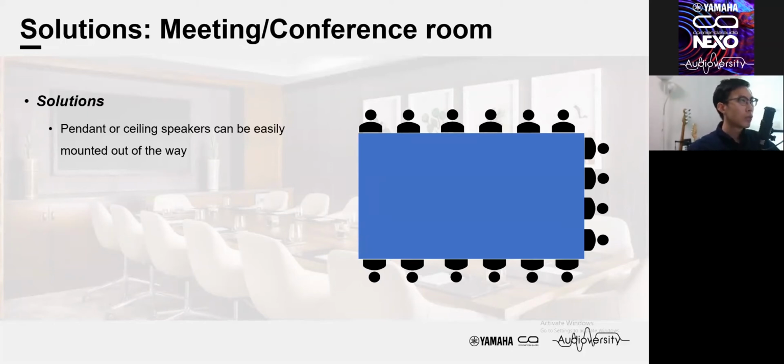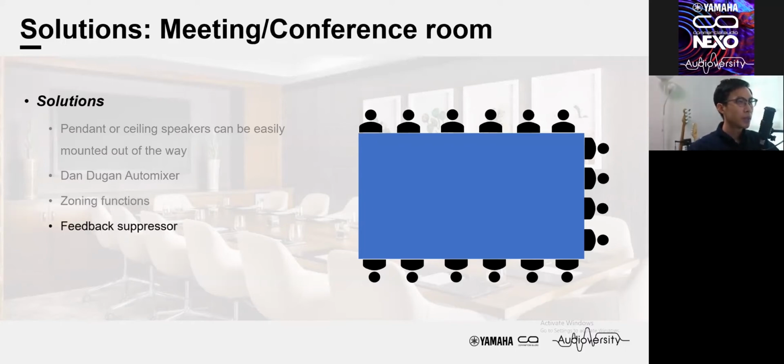Usually for conference rooms, pendant or ceiling speakers can be mounted out of the way. If they don't have space to mount a ceiling speaker, we can always go with pendant. Nowadays, lots of workspaces do away with false ceilings, so we have pendant mounts available, so you can install them onto your ceiling speakers and then hang them down. We have our Dan Dugan auto mixer. This reduces the number of open mics to one because it's gain sharing. We definitely have to use our zoning functions in our MRX7D feedback suppressor.